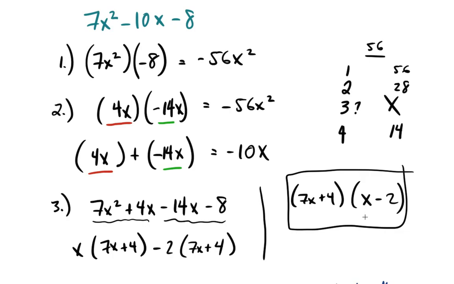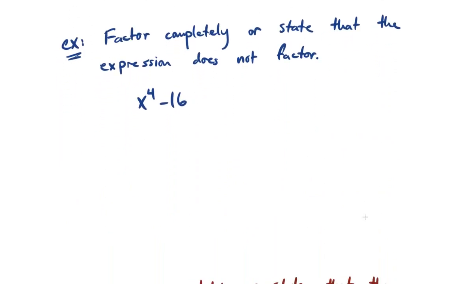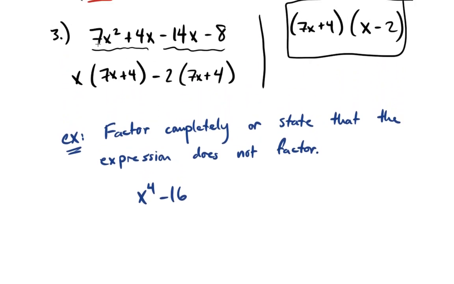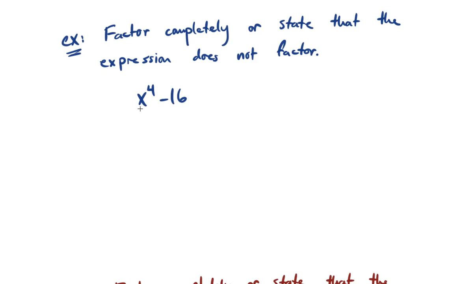Okay, now let's look at one that's a little more specialized. Factor completely or state that the expression does not factor. Now this one is not a trinomial, meaning there are not 3 terms, but that does not mean that it can't automatically factor. Also, x to the 4th and 16 don't actually have anything in common, right? It's not like above where we could just take out an x from this 7x squared and 4x. These don't have an x in common. They don't have anything in common, except that they're both perfect squares. And it turns out that having a difference, specifically this minus sign has to be here, a difference of squares, means you can factor.